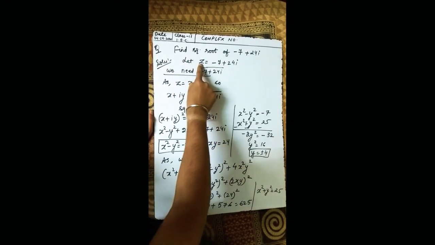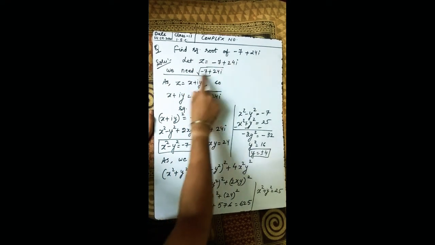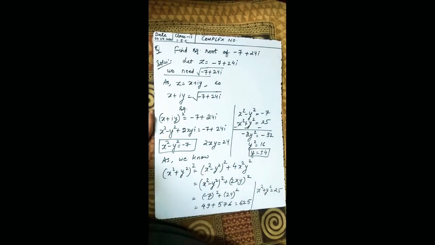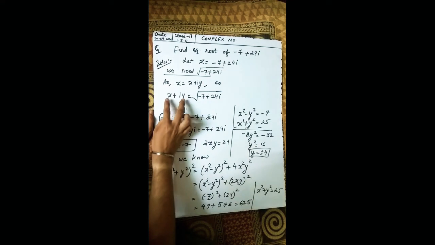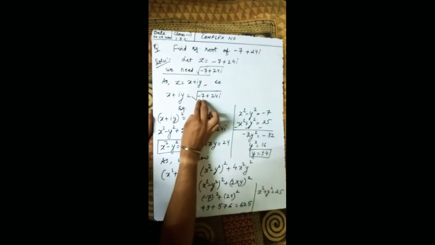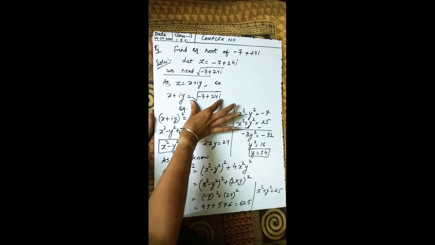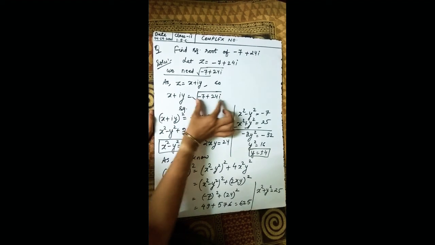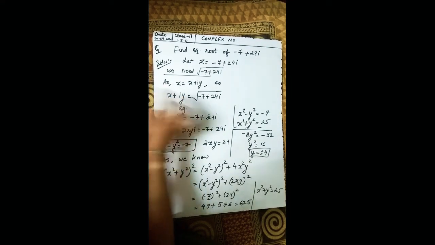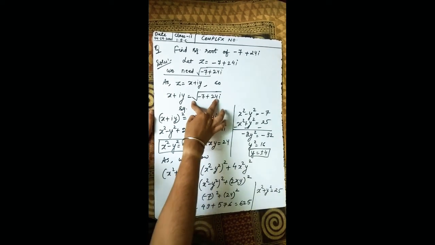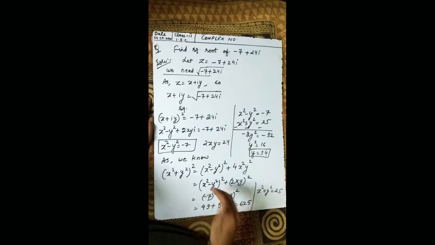Consider, let z is equal to minus 7 plus 24i. What we need is the square root, that is the square root of minus 7 plus 24i. And as we know, z is equal to x plus iy. So I am writing x plus iy is equal to under root of minus 7 plus 24i. That means the value of under root of minus 7 plus 24i you will attain by x plus iy, because if they both are equal, then we only need to find the values of x and y. If we do so, we have found the square root of minus 7 plus 24i. So let us go into that process deeply.